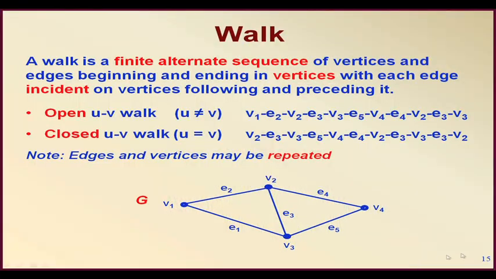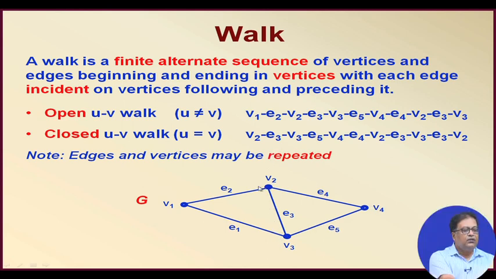Same thing, you understand this: an open walk in this graph is V1, E2, V2, E3, V3, E5, V4, E4, V2, and then again E3, V3. Is it all right? A closed walk starts at V2 and ends at V2: V2, E3, V3, E5, V4, E4, V2, E3, V3, and then E3 again, V2. So starting at V2, ending at V2. This is called a walk.